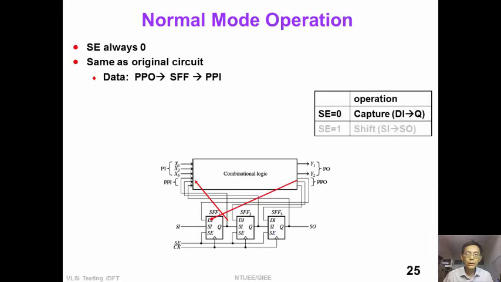In normal operation mode, scan enable is always tied to 0. So this circuit is operating in the same way as the original circuit. The signal coming from the combinational logic is stored in the scan flip-flop. After 1 clock pulse, the data is then fed to the combinational logic.